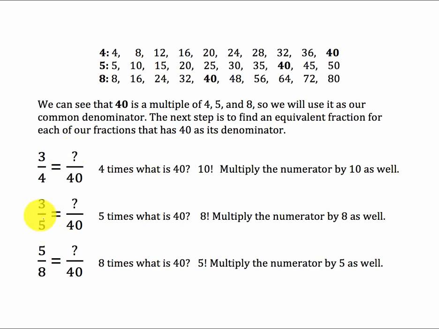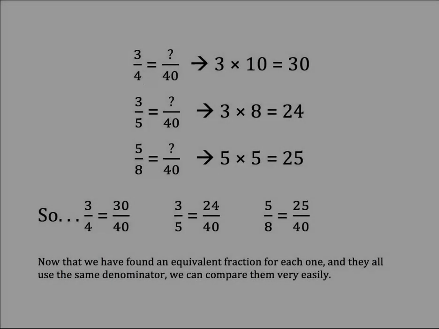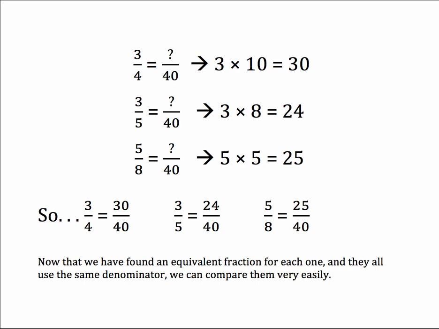For this one, for 3/5, to get from 5 to 40, I have to multiply 5 by 8. So then I have to do the same to the numerator, 3 times 8. And the last one, 8 times 5 is 40. So multiply the top by 5 as well. 5 times 5 will give me my numerator here for this equivalent fraction.